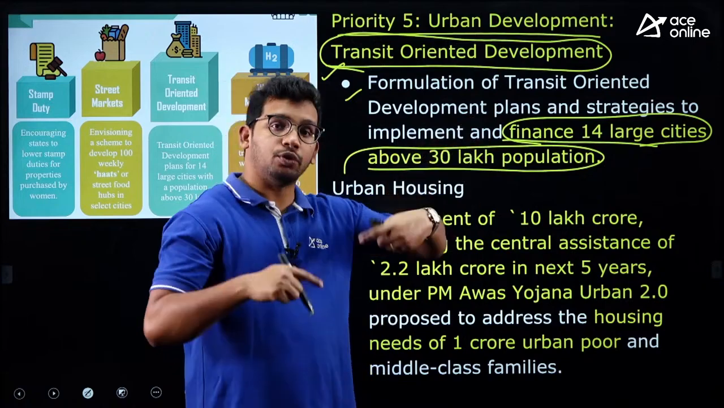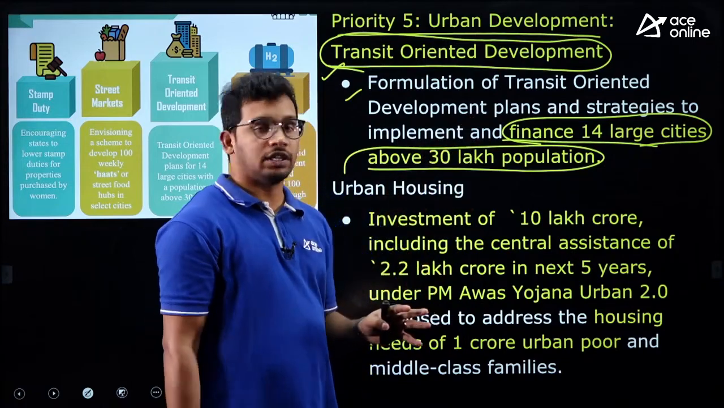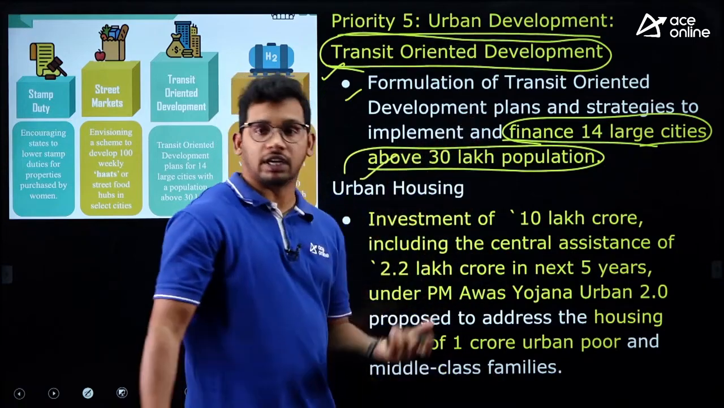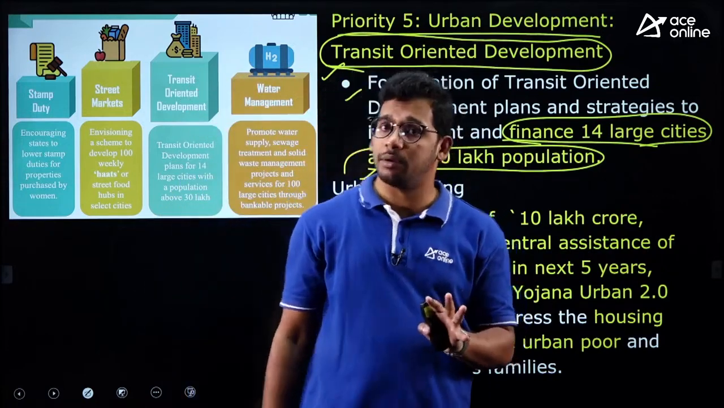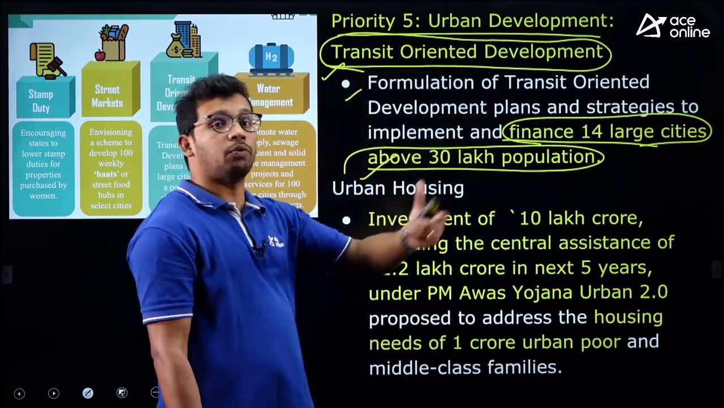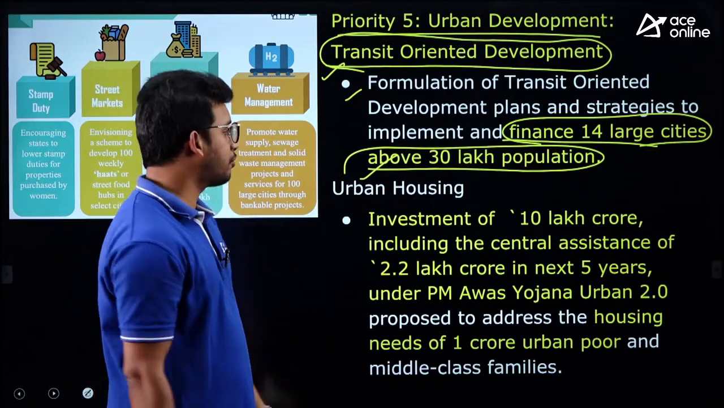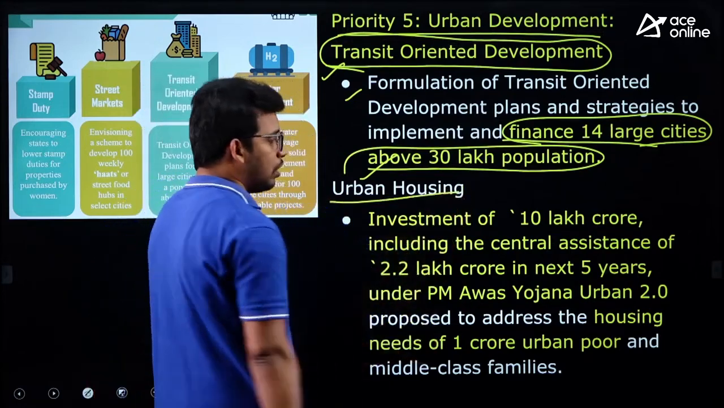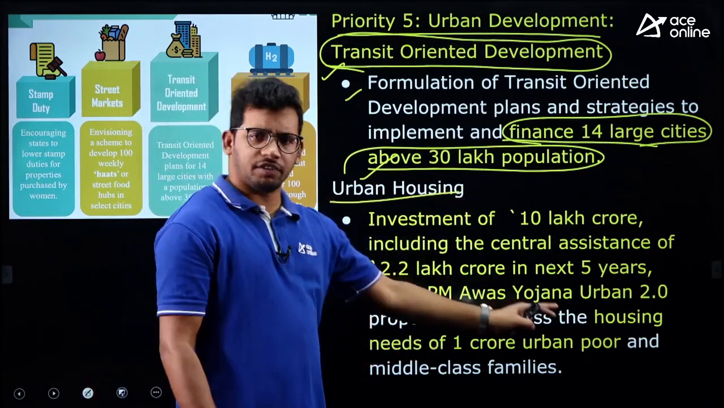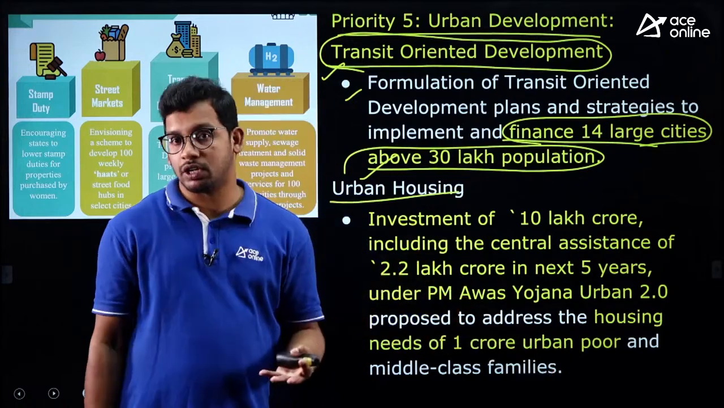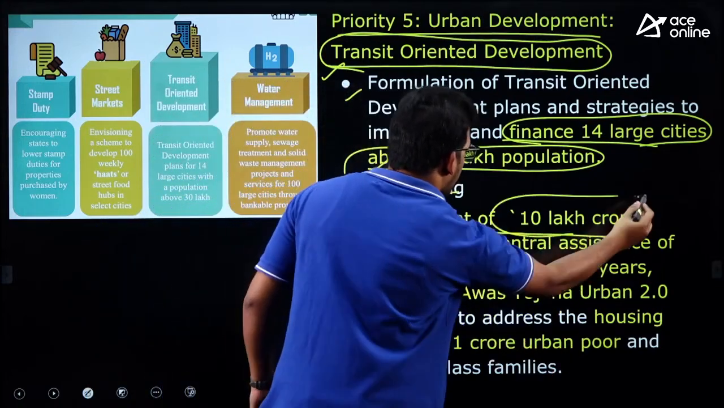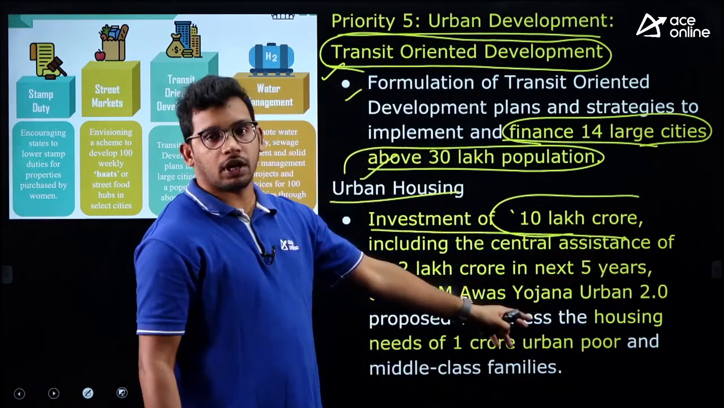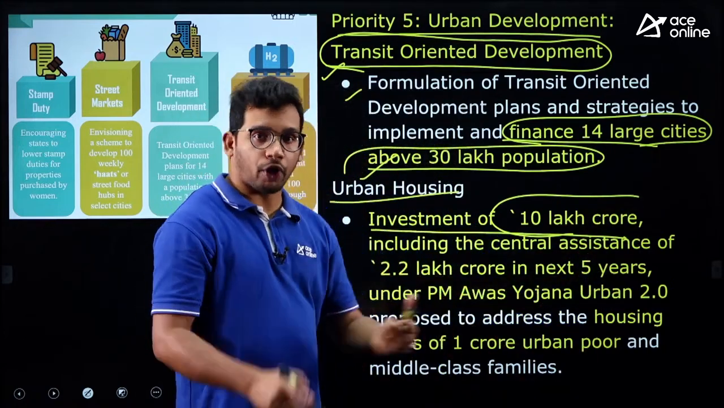Now the government is going to finance the 14 cities whose population is more than 30 lakhs to develop easy transport facilities. So this is also a very important one. They may ask you directly what is transit oriented development, fine. Now urban housing also, the government has already come up with a lot of initiatives including Pradhan Mantri Awas Yojana to provide housing facilities. For that, the government has now come up with Pradhan Mantri Awas Yojana version 2.0, right.